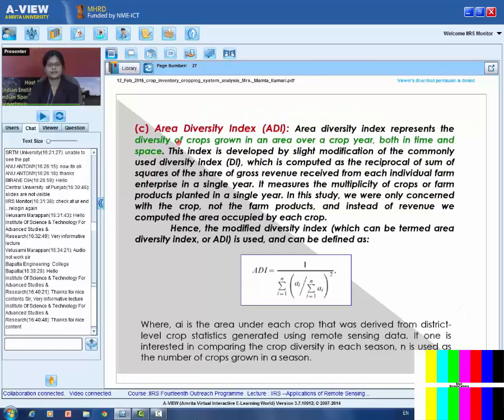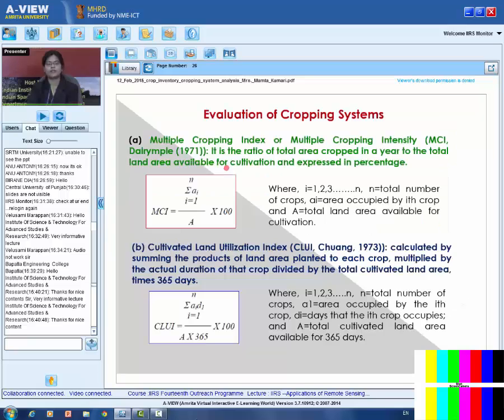Then the third index is the area diversity index. Actually it tells us about the diversity of crops grown in an area. Here AI is again the area under each crop, and N is the total number of crops grown in a year. So the more crops, the more diversity of the crops in that area. I'll give one example of in what condition it would be seen.